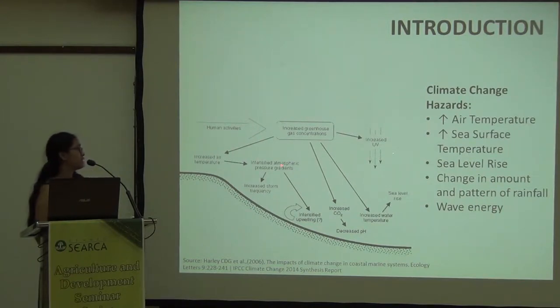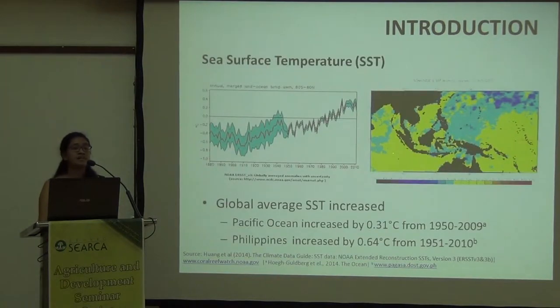So there's an increasing storm frequency, and also with direct effects such that the seawater has increased in carbon dioxide. So it has an impact on the decreasing pH of the seawater. And also with rising water temperature, the ice caps are beginning to melt, and it contributes to the sea level rise. So these are some of the evidences of the hazards I mentioned earlier.